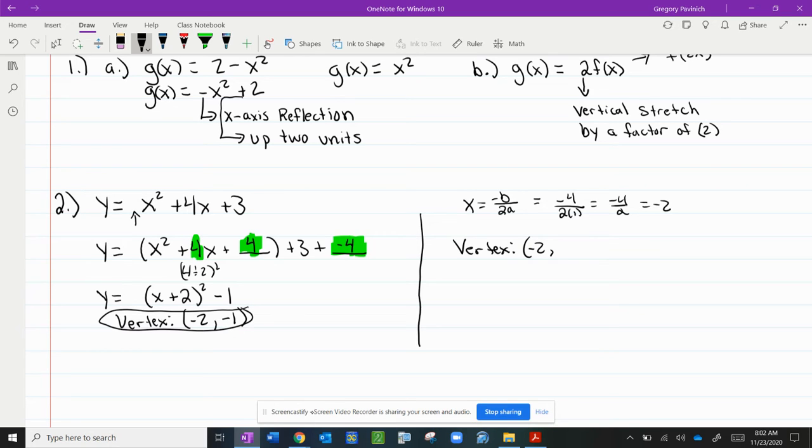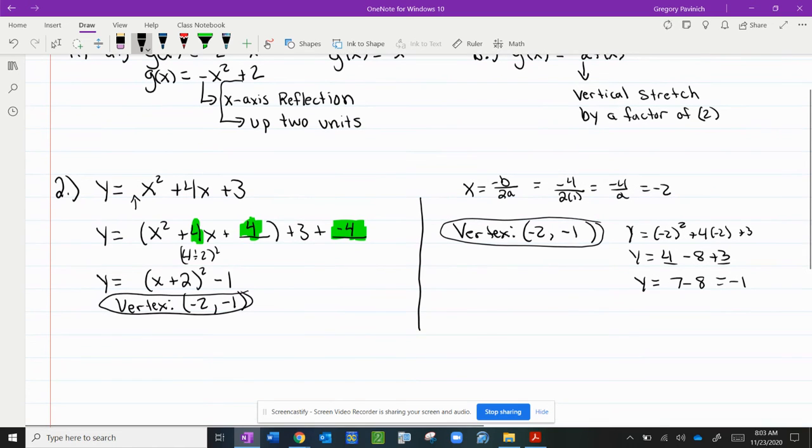And if I know my input value and I want to know its corresponding output, then I just plug that into the function to find y. And I should be getting -1, because that's what I got when I completed the square. And that's what I get. 7 minus 8 is -1. Okay, so those are your two options for finding the vertex.